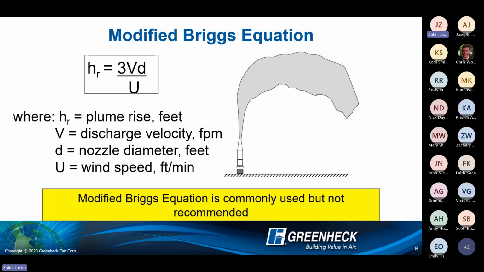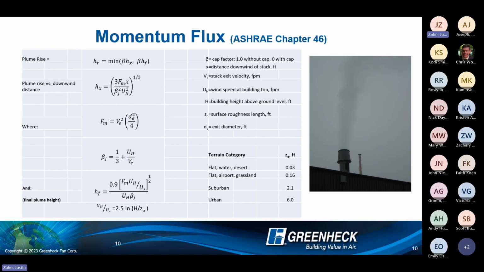So we talked a little bit about ANSI and the outlet velocity, 3,000 feet per minute, and how that has a direct effect on your plume height. Well, there are two different ways to calculate plume height in the industry. The first way is through the modified Briggs equation. Fairly simple. This equation is now more or less being pushed out of the industry, not being used too much anymore. Nowadays, the industry is moving more towards momentum flux.